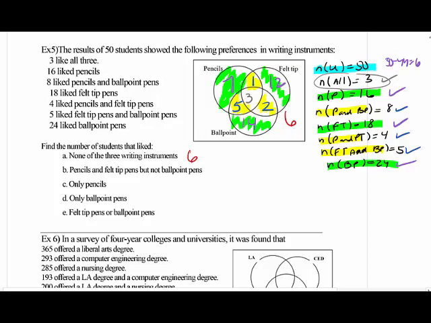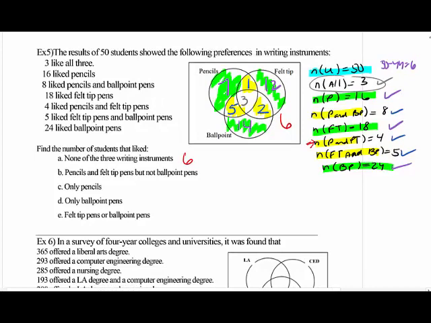Pencils and felt tip pens, but not ballpoint pens. Pencils and felt tip, which was our number right here, of listing that 4 piece, but I don't want to include the ballpoint pens, which is again taking off the 3 in that piece. So I am actually looking at this one here, which is 1, what was left over. Only pencils is what's in the green in the pencils, which should give me a 7. Only ballpoint is 14.